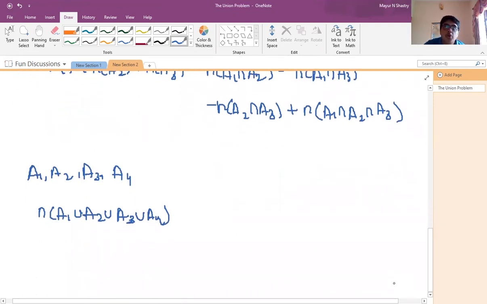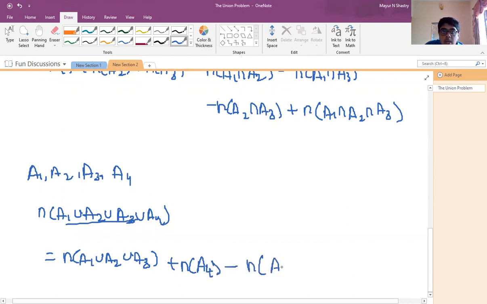Slightly more complicated, but not so much. So this becomes n of A1 union A2 union A3, I'll just take this part, then plus n of A4 minus n of A1 union A2 union A3 intersection with A4. Again, just apply the same formula if you see.